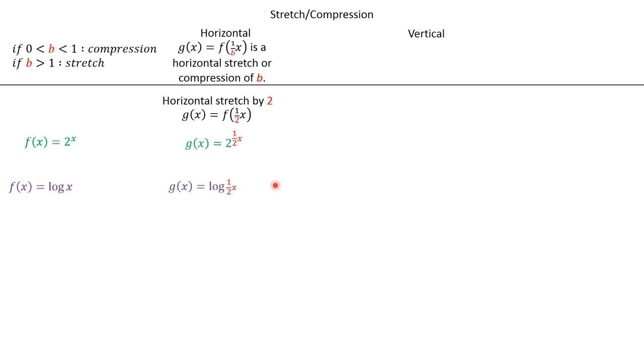For log, the x changes to 1/2 x, just like it did for the exponential. But now this one we can kind of see. So we have log of 1/2 x. That's 1/2 times x. When we're multiplying stuff inside of a log, what does our property say that we can do? It says that we can add 2 logs. It's log of 1/2 plus log of x. Log of 1/2 is just a number. We have a number plus x.